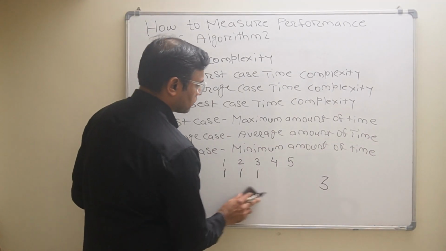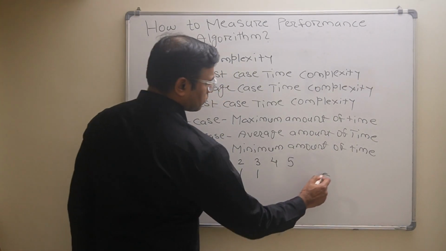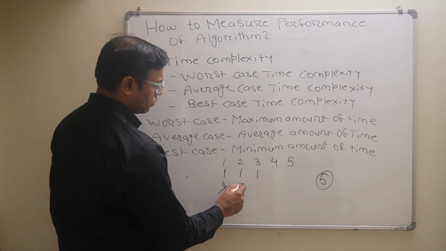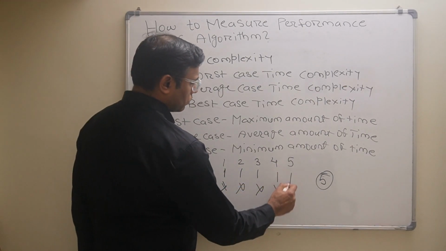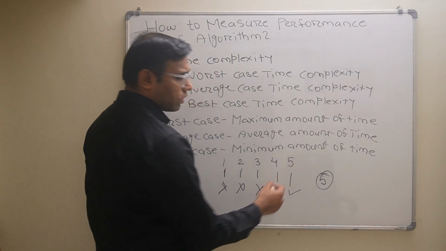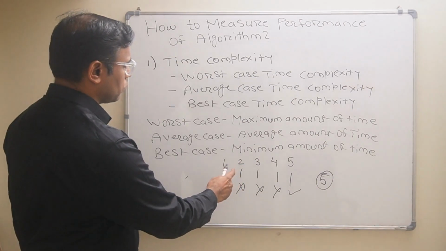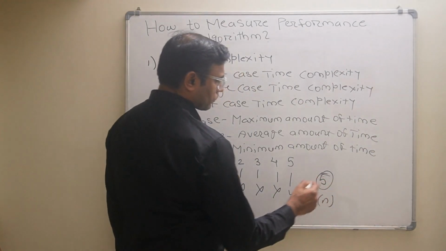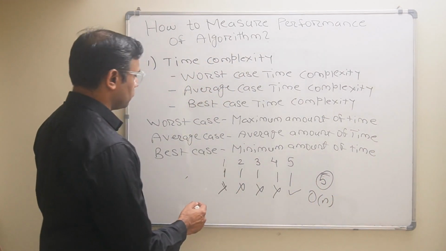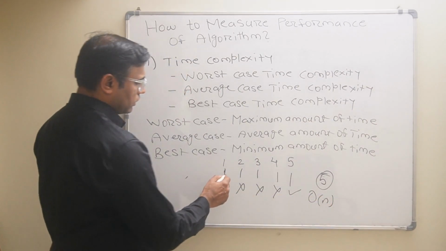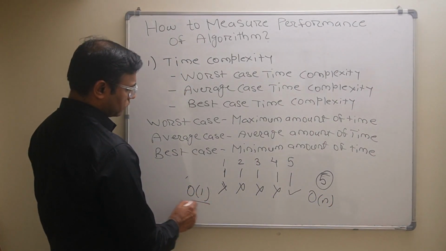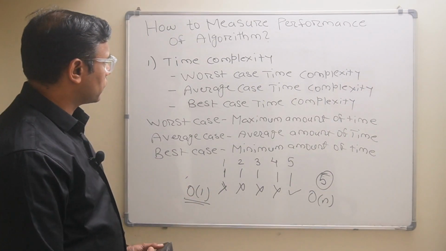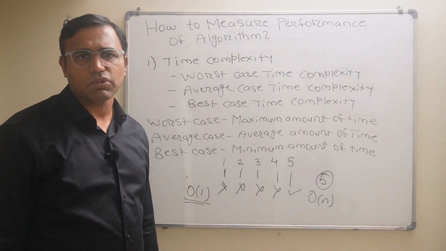And what is the worst case? Suppose you want to search for 5. You will check 1, not found, 2, no, 3, no, 4, no, and then 5, you get the answer. This is the worst case because it takes the maximum time. So the time complexity is order of n in the worst case, while in the best case the time complexity is order of 1, because you found the element at position number 1. So this is about worst case, best case and average case time complexity.